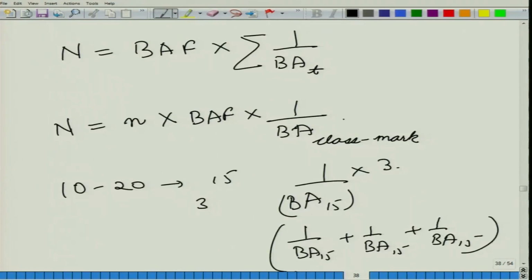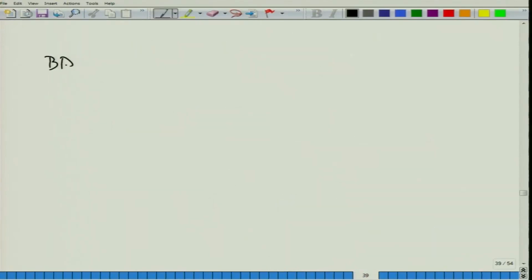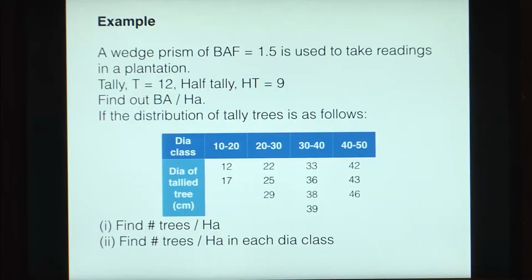So, let us rearrange this equation. We put n here. So, it is basal area factor multiplied by n times 1 by BA, and here we have the sum of 1 by BA. So, these are essentially one and the same to remember. We can also calculate the basal area per hectare, which is given by the number of tally trees multiplied by the basal area factor. Now, to look at these equations in greater detail, let us solve a problem.